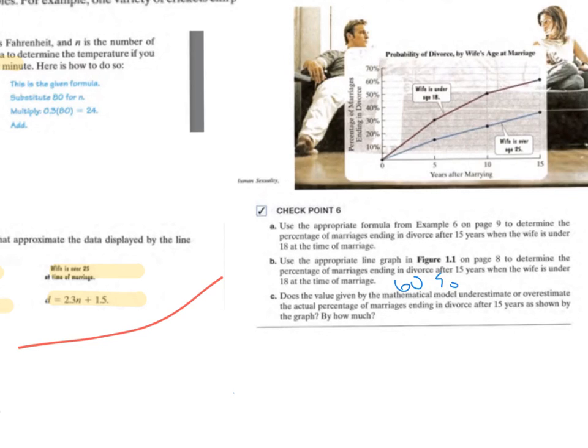So the question that we need to look at is, does this value given by the mathematical model underestimate or overestimate the actual percentage of marriages ending in divorce at 15 years as shown in the graph? It overestimates by 5%.